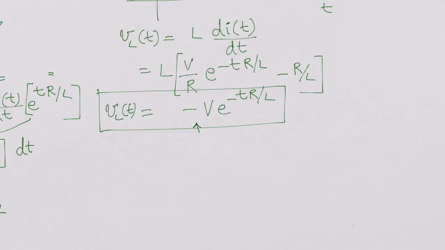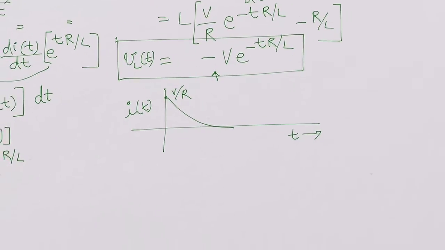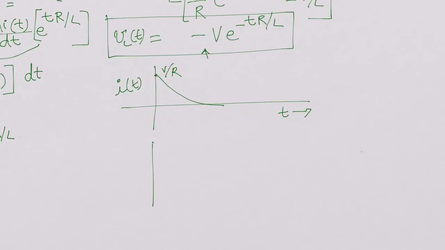If you plotted the voltage and the current, both of them, we saw that the current was V over R and dies down to 0. This is I of t, with respect to time. This is when the RL circuit is discharging. And if you looked at the voltage, voltage was initially 0, it jumps to minus V and then dies down back to 0. So voltage is minus V, it starts off here, this is VL of t, and then it goes back to 0.